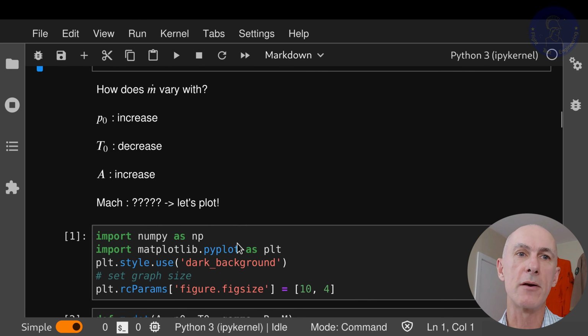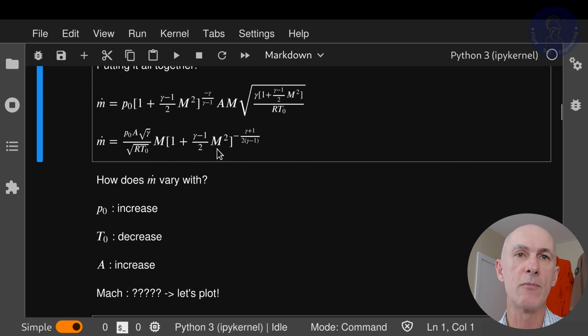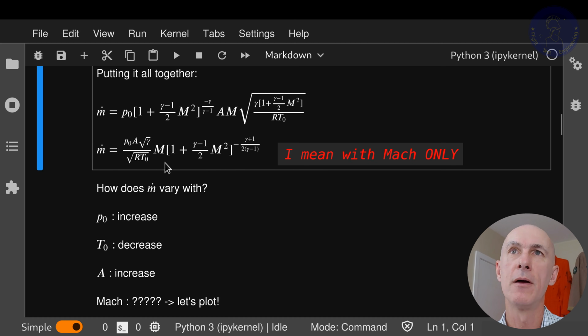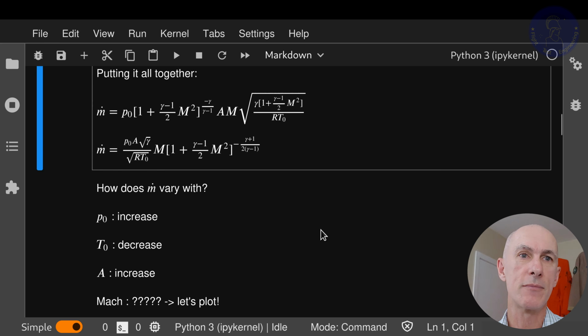And what about Mach number? Well, Mach is a complicated function here, so it's not easy to see what happens with Mach. So it's easier if we plot this. Now, if we pick one gas and state, say air at sea level, and if we fix the throat area, we end up with mass flow varying with Mach number. So let's make a graph.